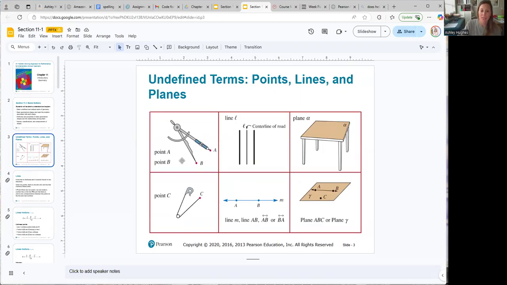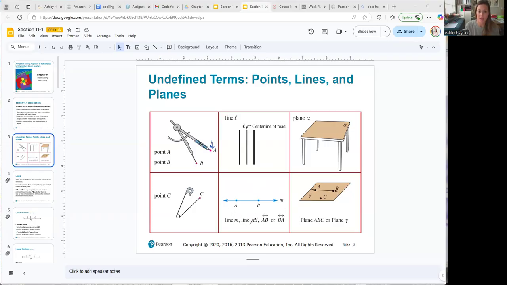A point, as you can see in this picture here, is single, it looks like a dot. Point A, point B is how you label these guys right here. A line, as demonstrated here, a plane, think about it as a tabletop. This is line M.